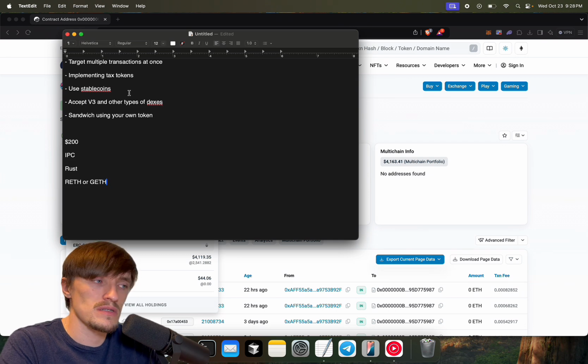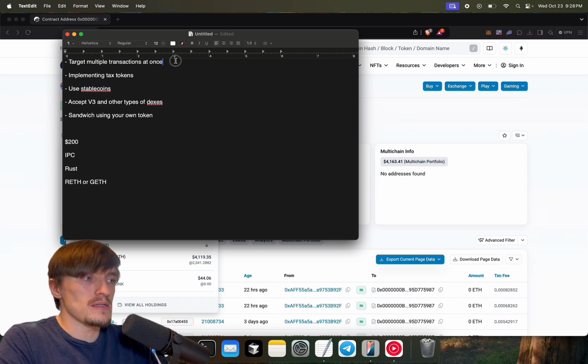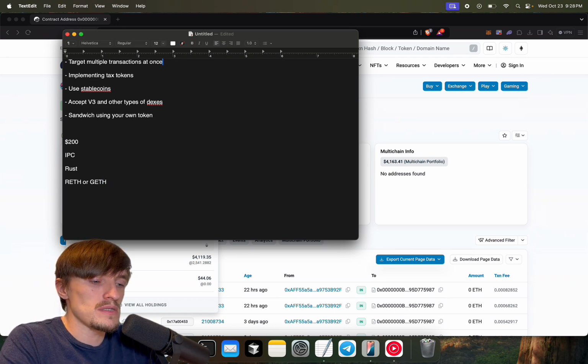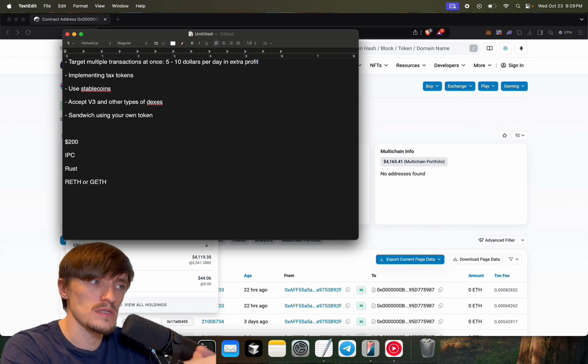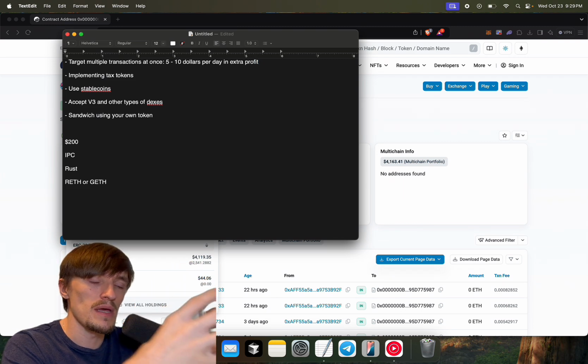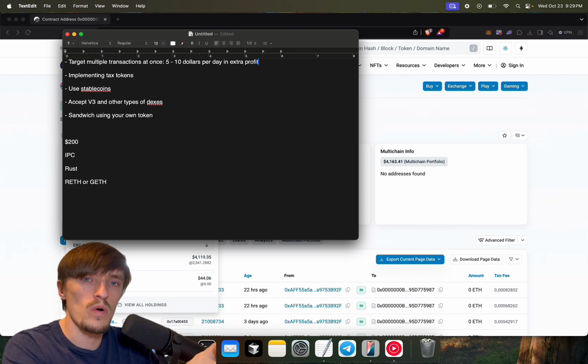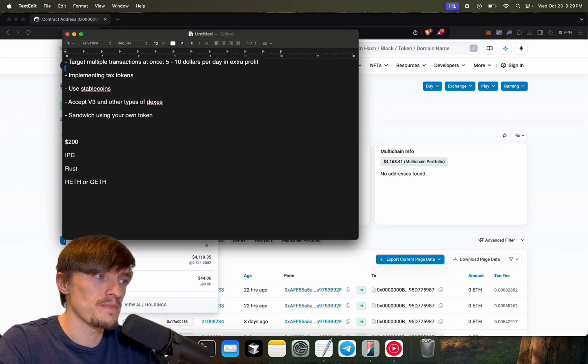This is what you can expect if we are doing sandwiching. As a summary, let's see what's the potential profit that we can make on these improvements alone. This could make $5 to $10 per day in extra profit. This is huge because it allows us to get more bundles and make them more profitable by combining them into one single transaction, taking more victims into one.